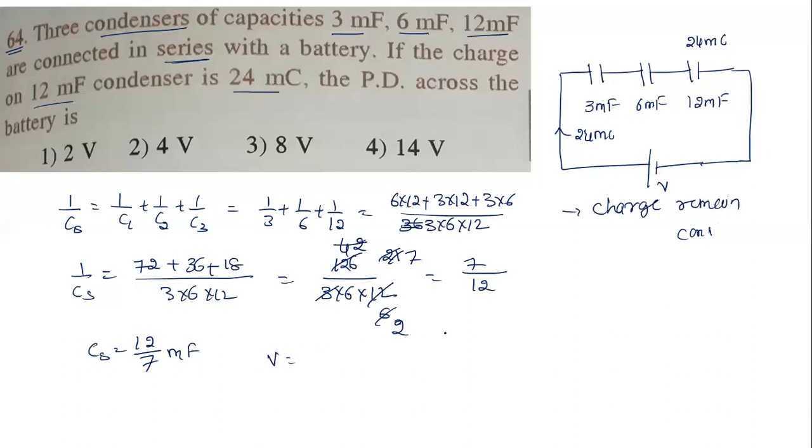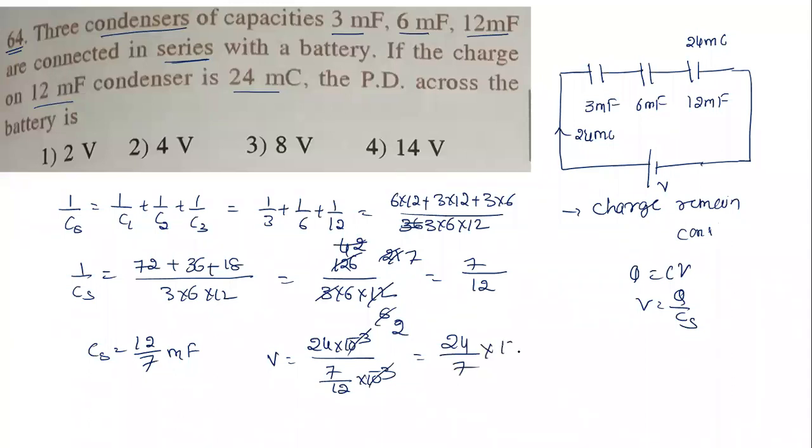Then V equals, as we know, Q equals C into V, so V equals Q by C. Q is again 24 millicoulomb. 24 into 10 power minus 3 divided by CS, which is 7 by 12 millifarad, into 10 power minus 3. This 10 power minus 3 and 10 power minus 3 cancel. It is 24 by 7 into 12.